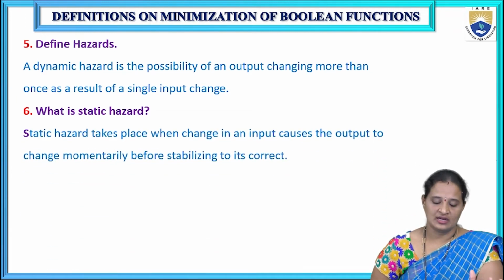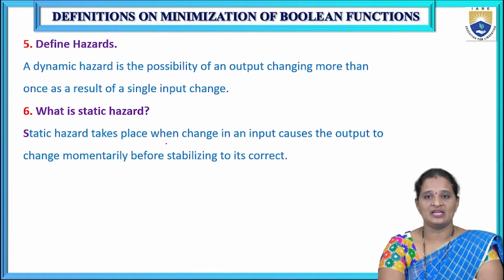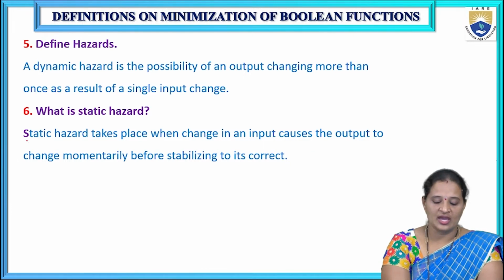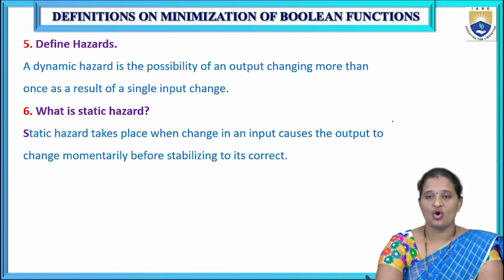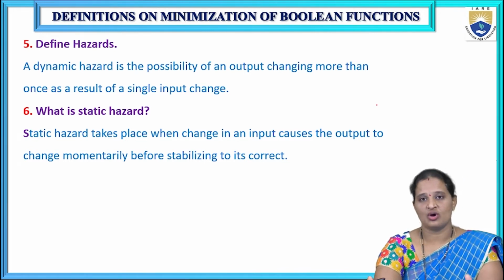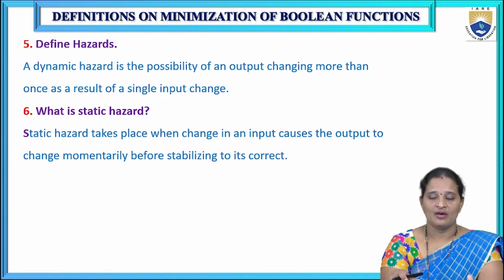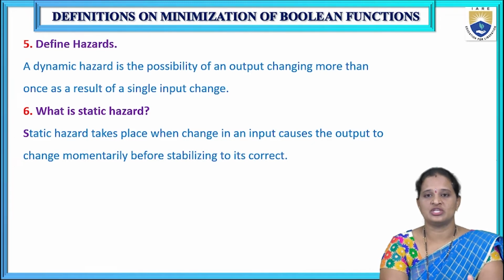What is static hazard? The static hazard takes place when a change in input causes the output to change momentarily before stabilizing its output. Here the output has to remain either at logic 0 or logic 1, but the change in the input causes the output to change momentarily and come back to its original position. Such type of hazard is known as static hazard. So these are the types of static hazard.